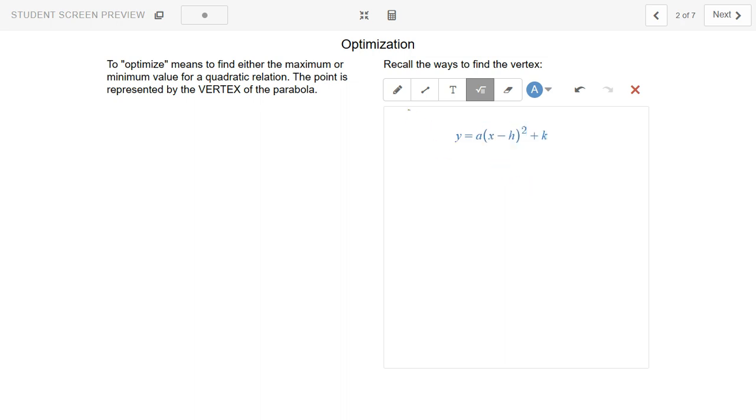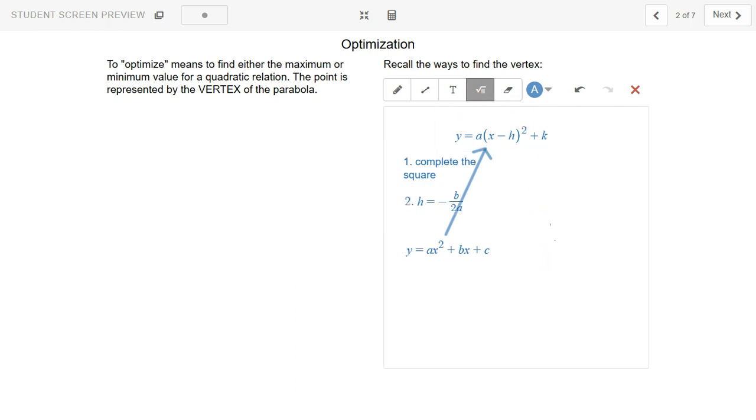Here's our vertex form. And when we are in standard form, to get back to vertex form, we've got two choices. So we could either use the complete the square method, or we could use the midpoint. Right, this is the axis of symmetry equation, minus b over 2a.